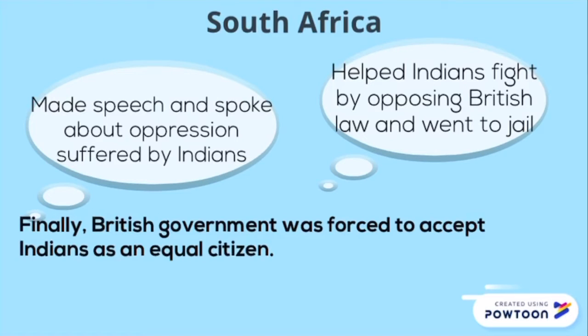Gandhi began to question his people's freedom. He stayed in South Africa for 20 years to help the Indians fight against the British. He made speeches and spoke about oppressions suffered by the Indians. He also helped the Indian fight by opposing British law and ended up going to jail. However, finally the British government was forced to accept Indians as equal citizens.